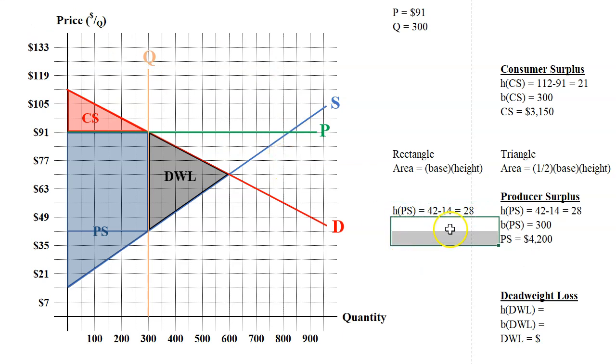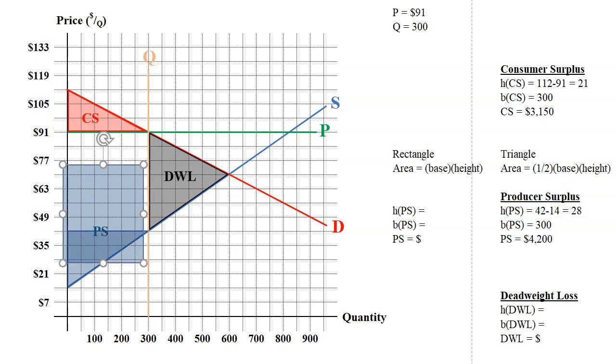I'm just setting up the calculation for the rectangle. All right, okay, so let's do the height and the base, which is done the same way. The height of this rectangle is going to be the top number, 91, minus the low number, 42. So the height is 91 minus 42, which is equal to 49. So the height of this rectangle is 49.